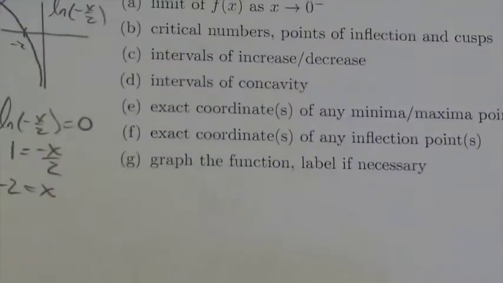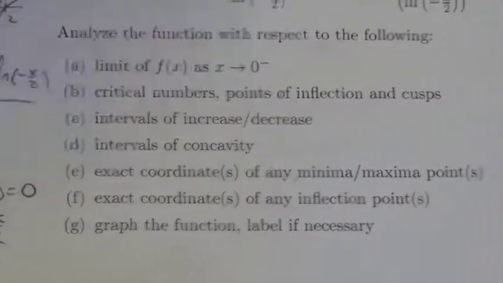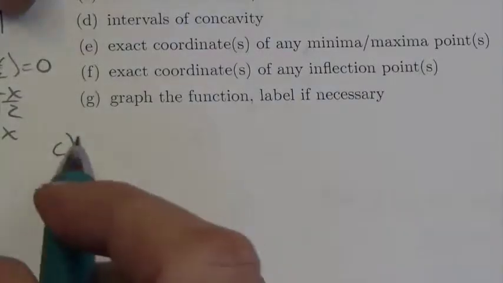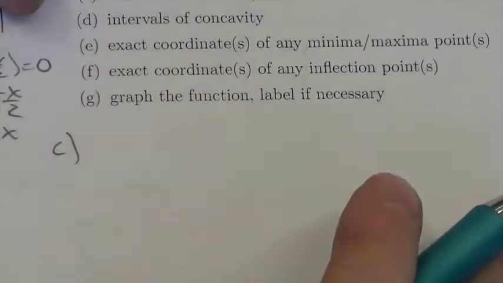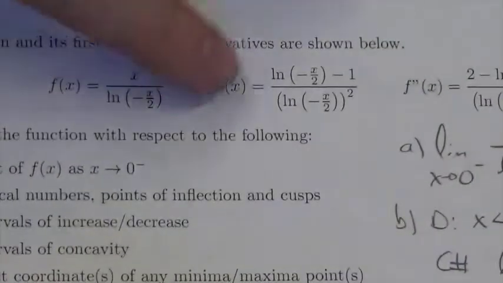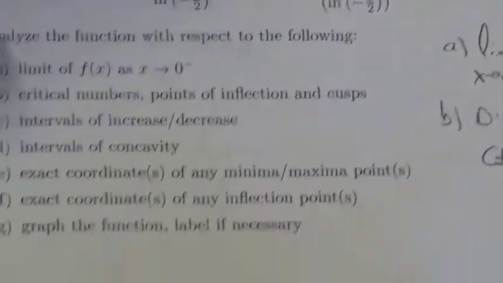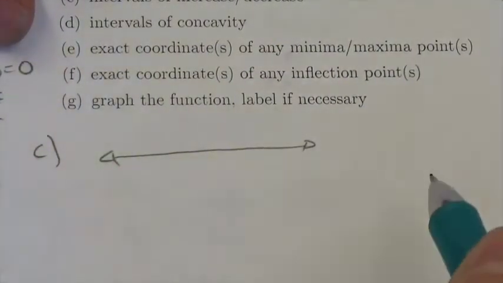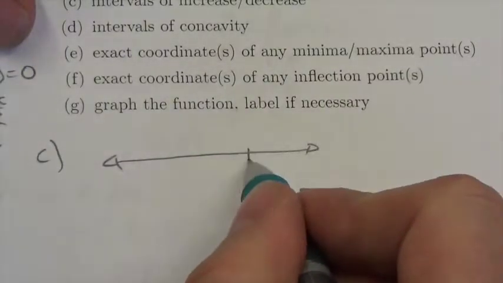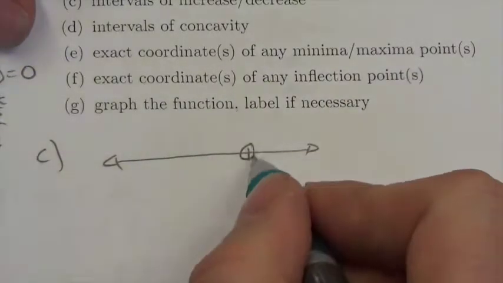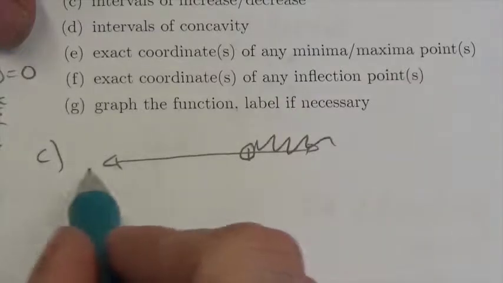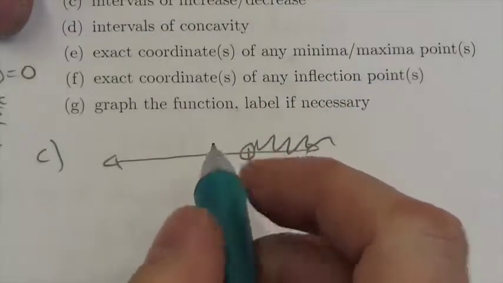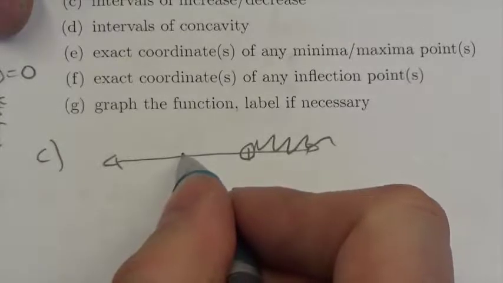Next thing I'm going to look at here are intervals of increase and decrease. So I'll put that C down here, and we're going to take a look at that. That's where I'm looking at the first derivative. Now I'm going to look at the number line here. I've already used the first derivative to find a couple things. I already know that my domain is going to be from 0 back, but not including 0. And I know that there's an issue back here at negative 2e.